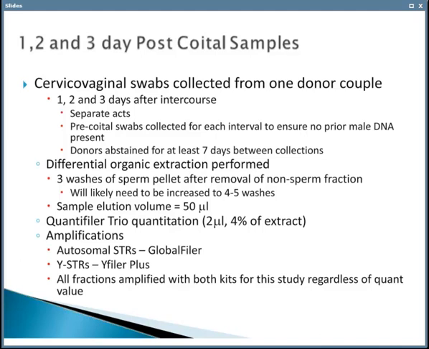We used a differential extraction. We happened to use 3 washes of sperm, and may need to increase that based upon our results. We used a sample elution volume of 50. We used the Quantifiler Trio, where we took 4% of the extract, 2 microliters, and we amplified these samples with autosomal STRs using GlobalFiler. We used the Y-STRs, Yfiler Plus, and we amplified all fractions with both kits regardless of the quant, just to see if our predictions, because we're going to predict what the outcome would be, matched our actual outcome.